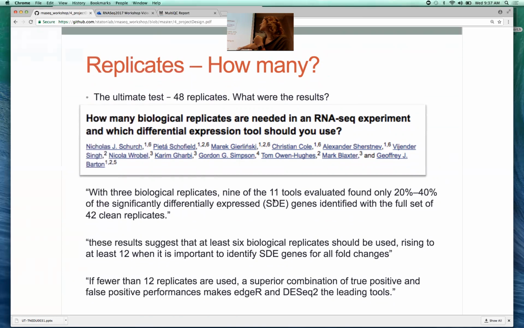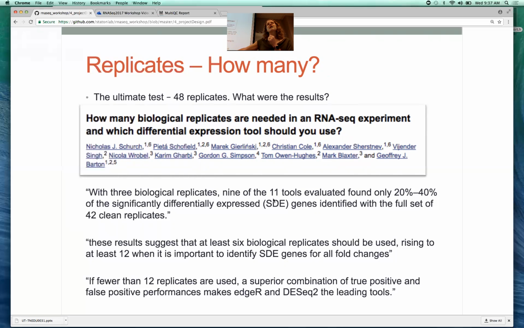So their suggestion is at least 6 biological replicates, rising to at least 12 when it's important to identify significantly differentially expressed genes for all fold changes. So if you're looking for tiny changes, you gotta go really deep. You gotta get a lot of biological replicates. And they also say if fewer than 12 replicates are used, you should consider statistically using EdgeR or DESeq2.